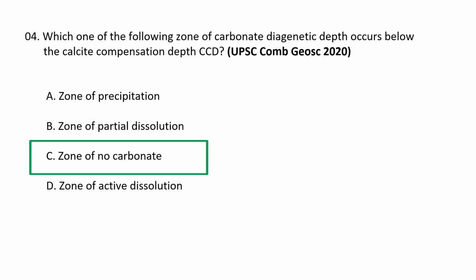The calcite compensation depth, also known as CCD, is the depth in the oceans where the rate of the calcium carbonate materials forming and sinking is equal with the rate of materials dissolving. So below the CCD, there is no calcium carbonate preserved. Generally there are no calcium carbonate deposits beneath about 15,100 feet. So the correct answer is zone of no carbonate.